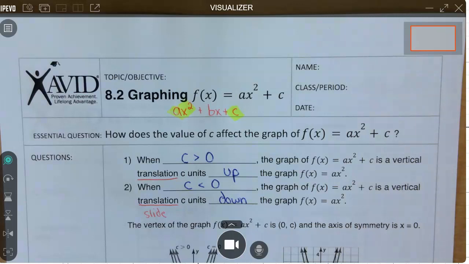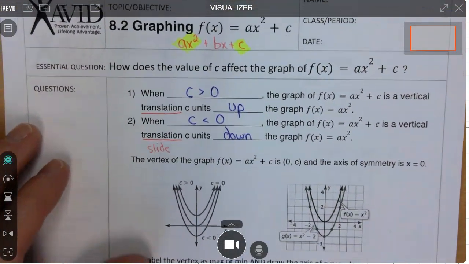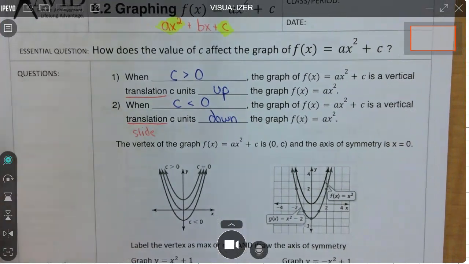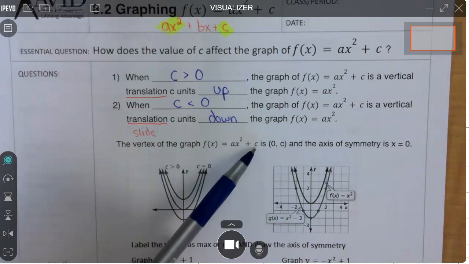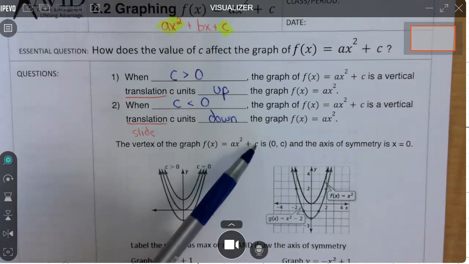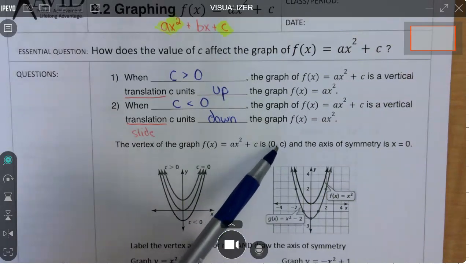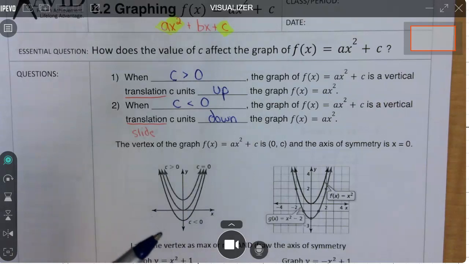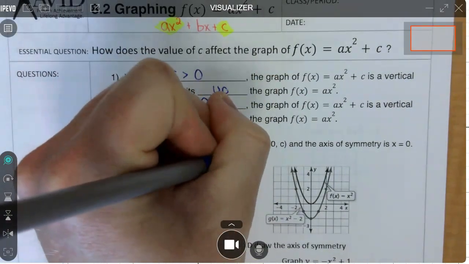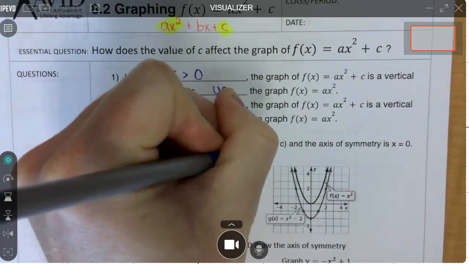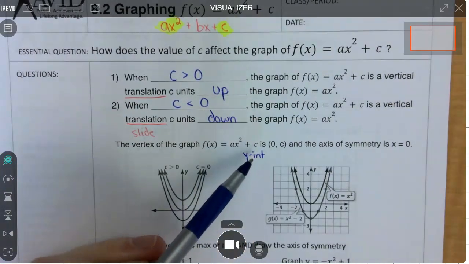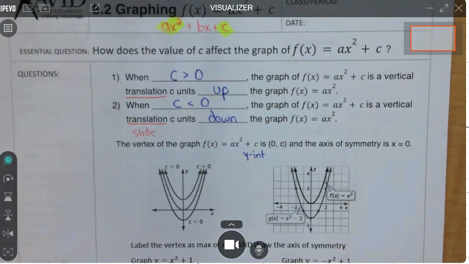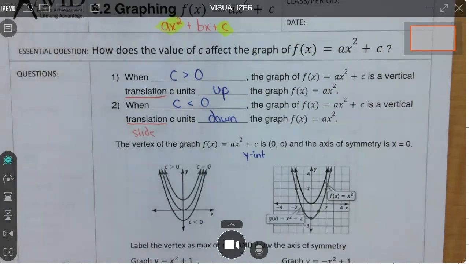The other day, when the c value was 0, that just meant that the vertex was at 0. Well, today, the vertex will be at wherever the c value is. So for example, on these two pictures, if we have ax squared plus c, the vertex of this parabola is going to have the coordinate (0, c). So whatever the c value is, that becomes your y-intercept. So I'm going to put y-intercept here under c. It's where the graph crosses the y-axis, which also happens to be, for today, where our vertex lies.